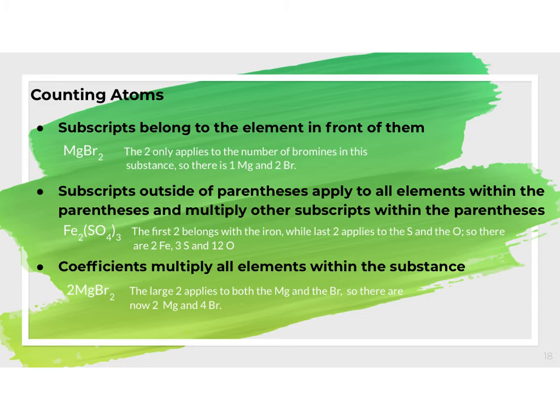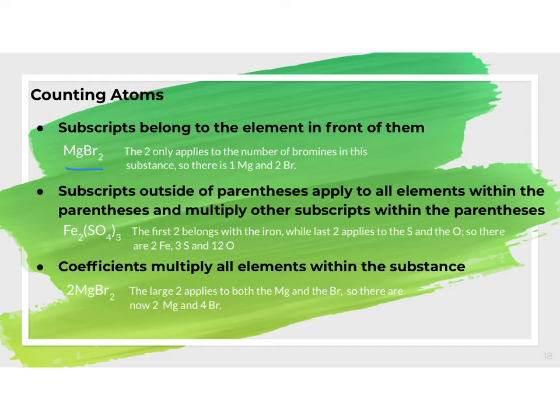Here are just a couple reminders with counting atoms. So with subscripts, they're going to belong to the element in front of them. So if I have something like MgBr2, magnesium bromide, the 2 is only applying to the number of bromines in this substance. So if I'm looking here, I have 1 magnesium and 2 bromines. The subscripts outside of parentheses apply to all the elements within the parentheses, and they multiply the other subscripts within the parentheses. That was a mouthful.